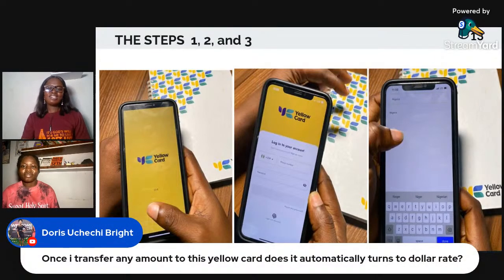Doris is asking, once I transfer any amount to this Yellow Card, does it automatically turn to dollar rate? No.